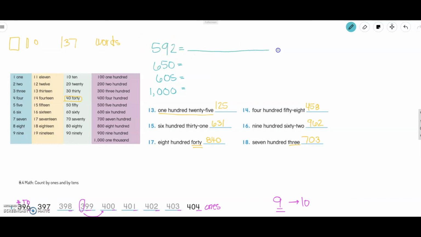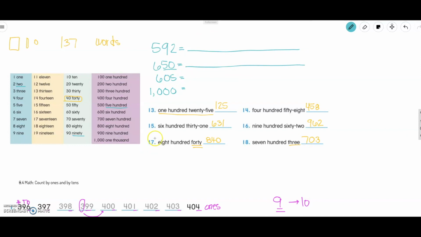592 is what you're going to write. So I said 592. So write that in words. And all the spelling is here. Look, 500, look for the number 90, look for the number 2. And you're going to write that out. 592.